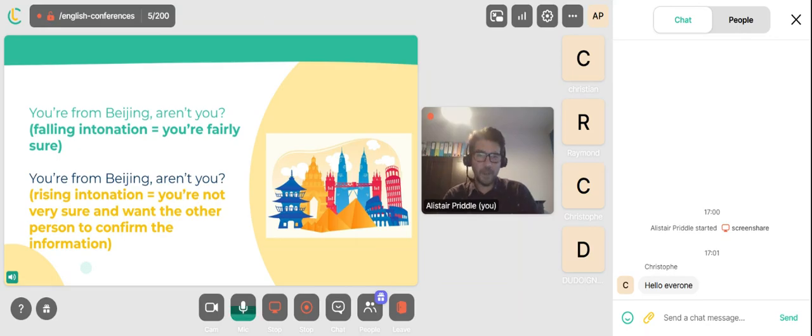You're from Beijing, aren't you? Falling intonation means you're fairly sure. You're from Beijing, aren't you? Now, if I change the intonation, you're from Beijing, aren't you? The rising intonation means you're not very sure and want the other person to confirm the information. You're from Beijing, aren't you? Slight difference in intonation gives a slight difference in meaning and comprehension.